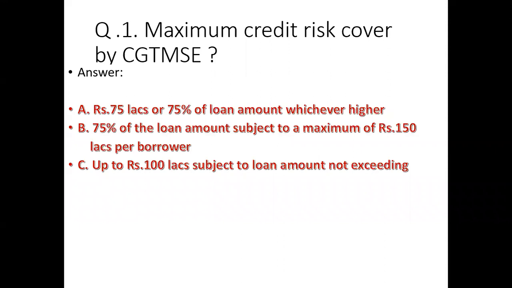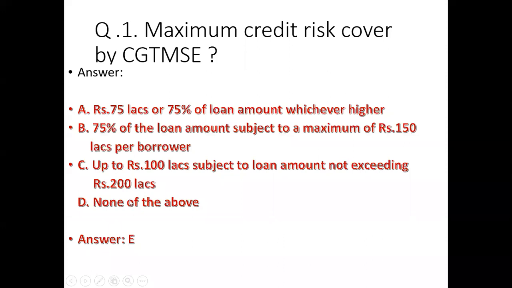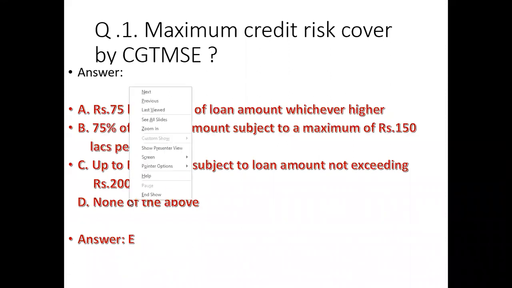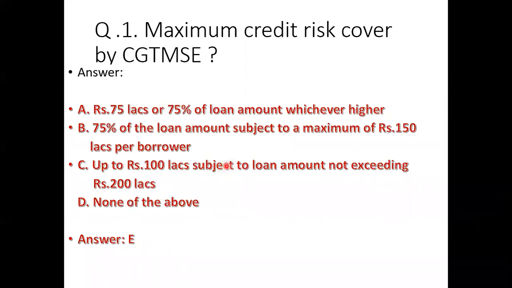Okay, you update me. Friends, maximum credit risk cover from CGTSME is now up to 150 lakhs. That is 75% of 200 lakhs. This is one of the new questions. Remember. Now CGT is giving, you see the answer. Maximum credit risk cover by CGTSME is now 70% of the loan amount, subject to a maximum of 150 lakhs per borrower. That's the answer.